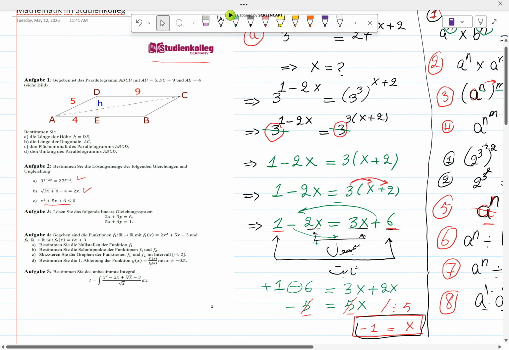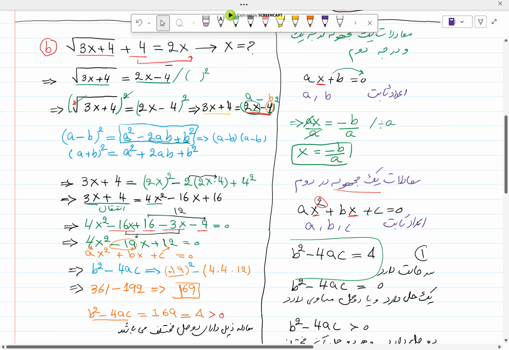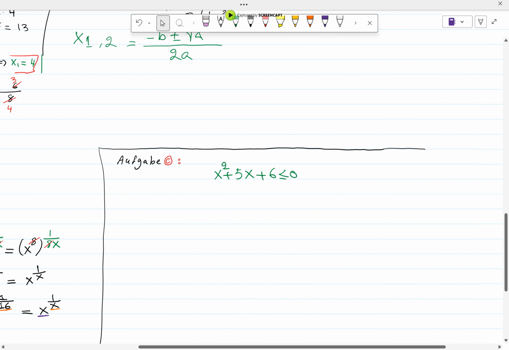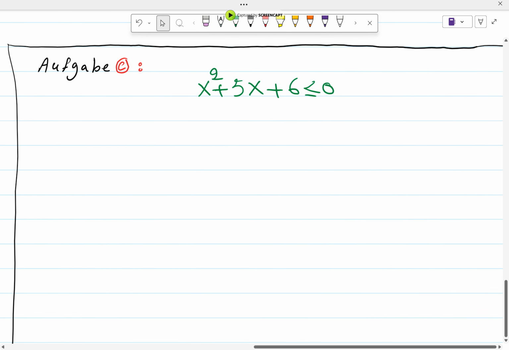Let me at first write this. Okay, I have written this here. My dear friends, it is an inequality: x squared plus 5 times x plus 6 less than or equal to 0.